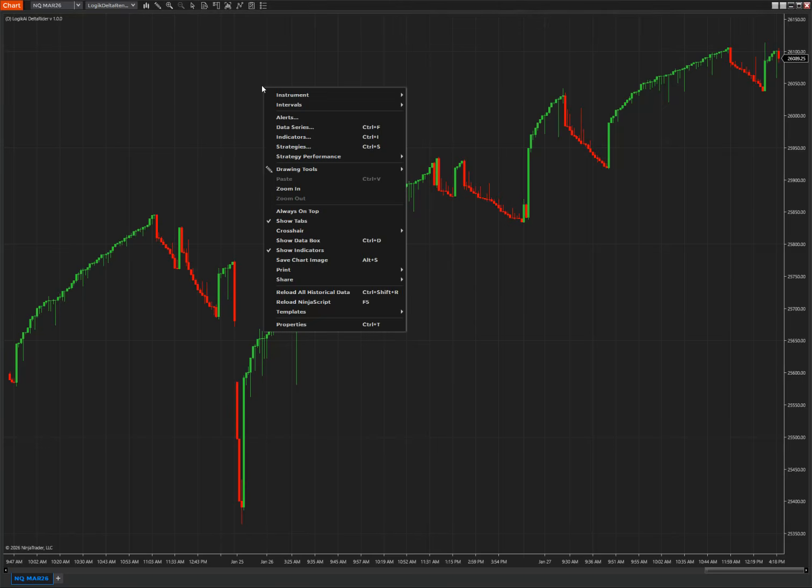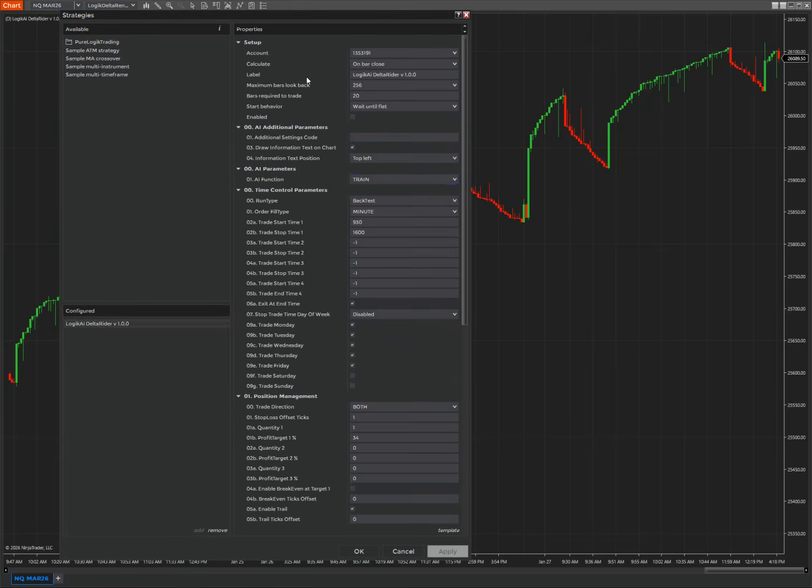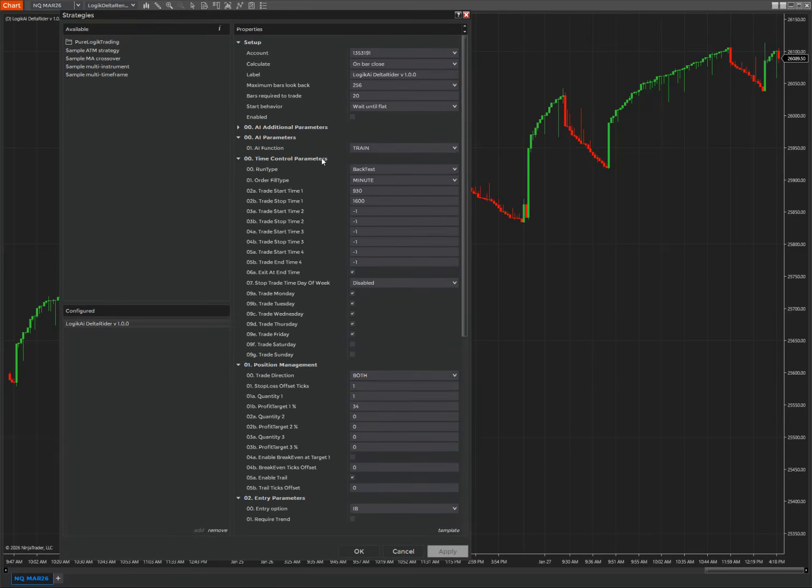So I'm going to pull up the DeltaRider on the NQ, and I'm going to go over the settings here. I'm going to start without AI and just talk about the general setup and best practices. Whenever I use this strategy in my own trading, I will typically run it when the market is open. I'm in Eastern Standard Time, so that is between 9:30 and 4 o'clock in the evening.